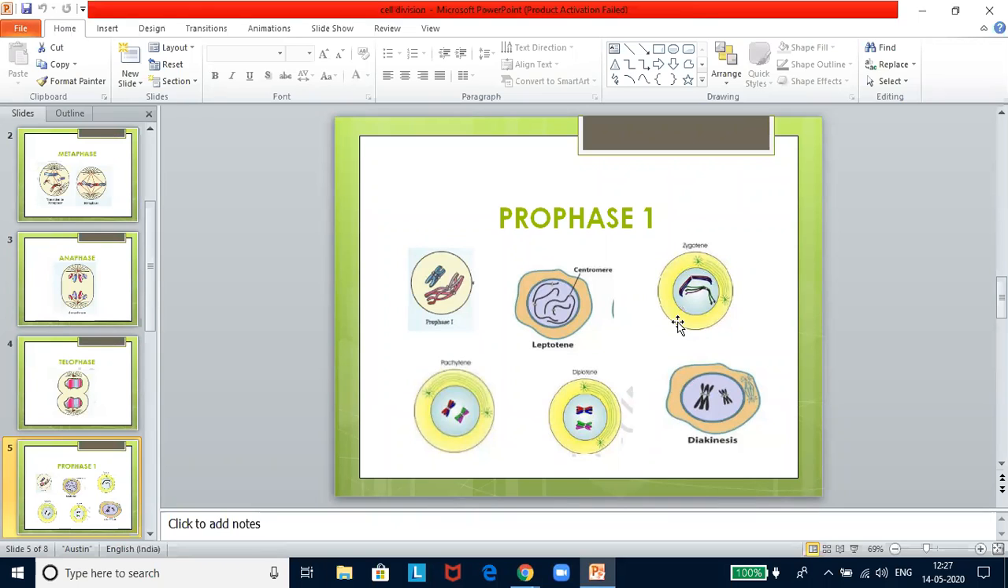Now, pachytene. Pairing of homologous chromosomes is completed. Due to a high degree of condensation, chromosomes become thicker and shorter. Now the bivalent will appear as 4 strands. Pachytene is often referred to as the tetrad stage and the bivalent with 4 chromatids as a tetravalent. During pachytene, genetic material gets exchanged between the non-sister chromatids of the bivalent, and this is known as crossing over.